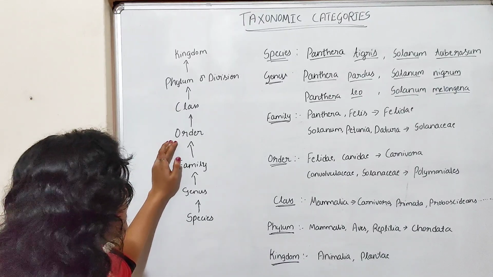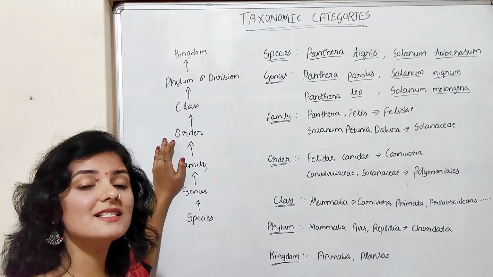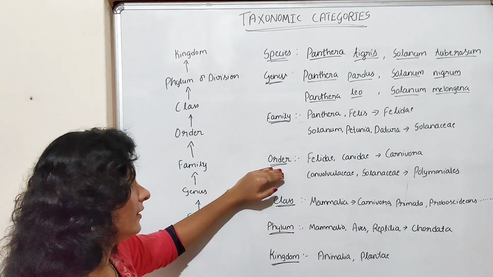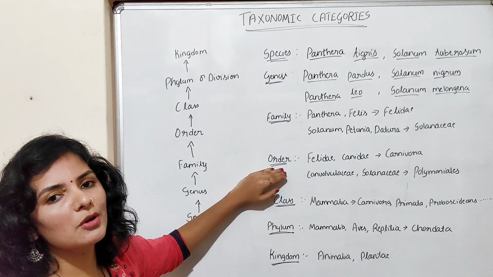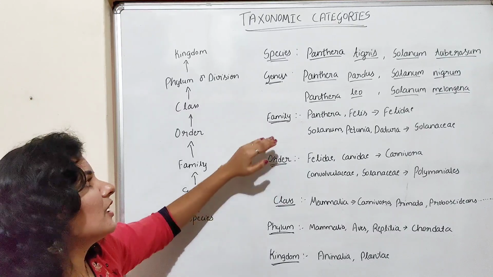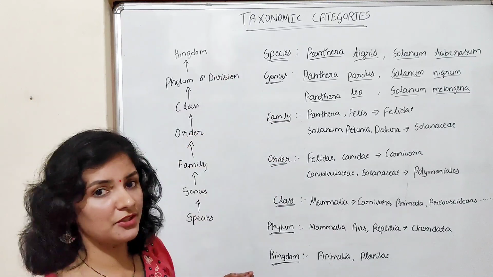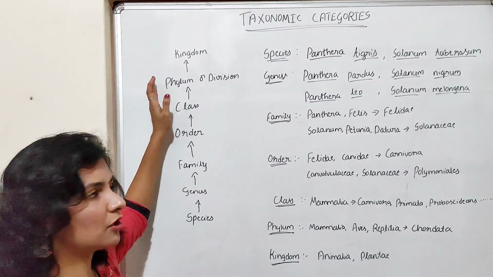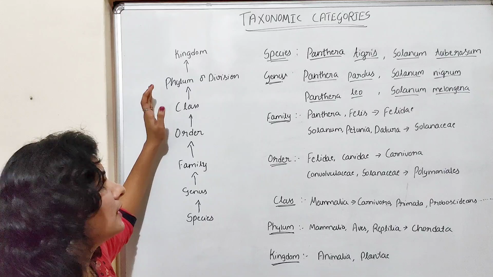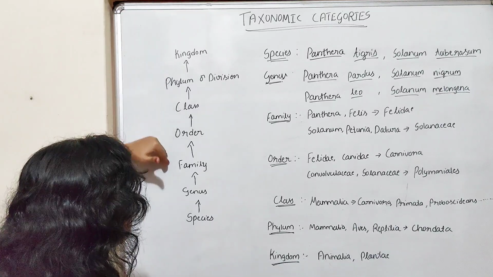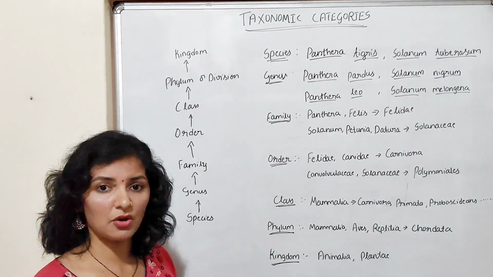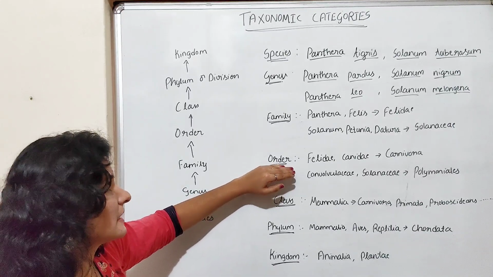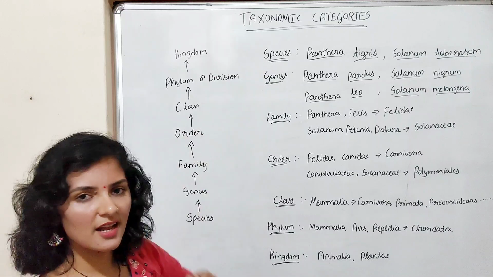Next higher taxonomic category is order. Order is an assembly of families or similar families grouped together to form an order. Again, in the order, the number of common characters is still less when compared to family, genus and species. So as you move up in the taxonomic category, the common characters or specificity or the commonness decreases. As you move down the taxonomic category, the common characters or specificity increases. So the common characters in the case of order is less when compared to family, genus and species.